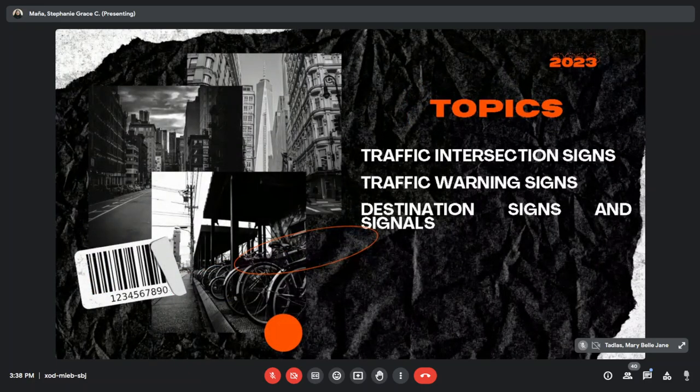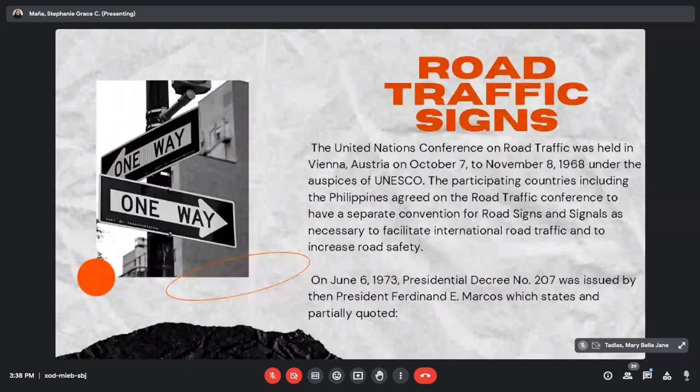The importance of road signs has been recognized worldwide because of the increasing incidence of road accidents due to the volume of traffic and bad habits of motor vehicle drivers. The United Nations Conference on Road Traffic was held in Vienna, Austria on October 7 to November 8 of 1968 under the auspices of UNESCO. The participating countries, including the Philippines, agreed on the Road Traffic Conference to have a separate convention for road signs and signals as necessary to facilitate international road traffic and to increase road safety.